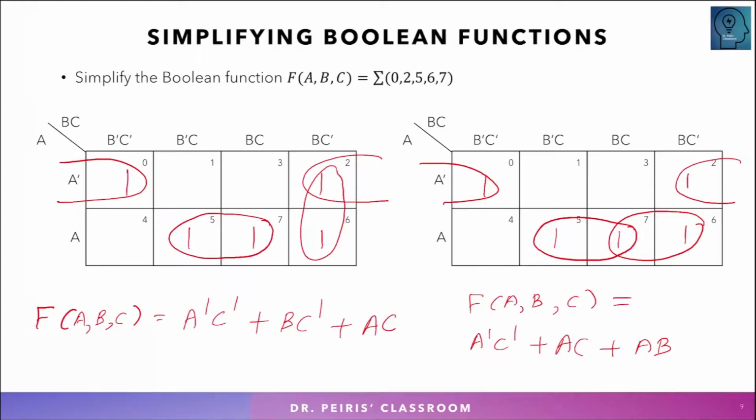If you can group in many different ways, but one case gives you more terms or more literals, that is not suitable. You need to find the grouping which gives you the lowest number of terms as well as the lowest number of literals.